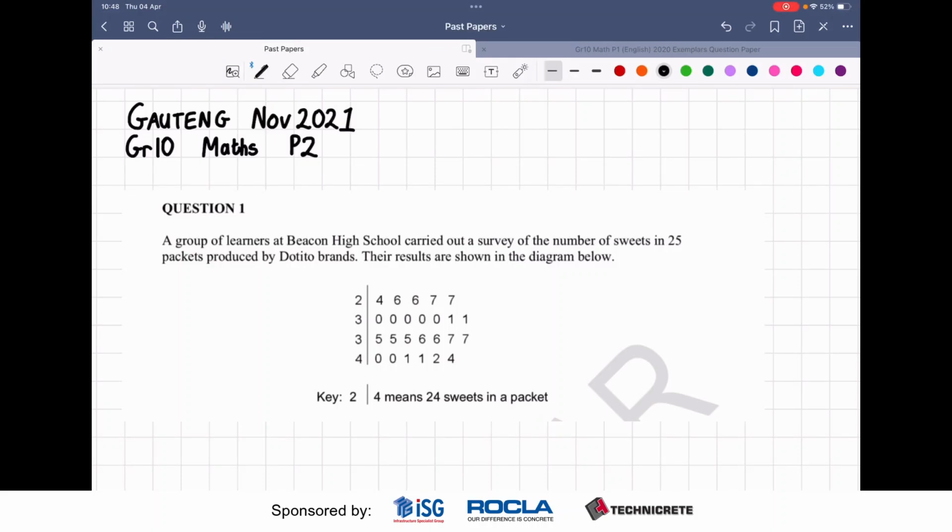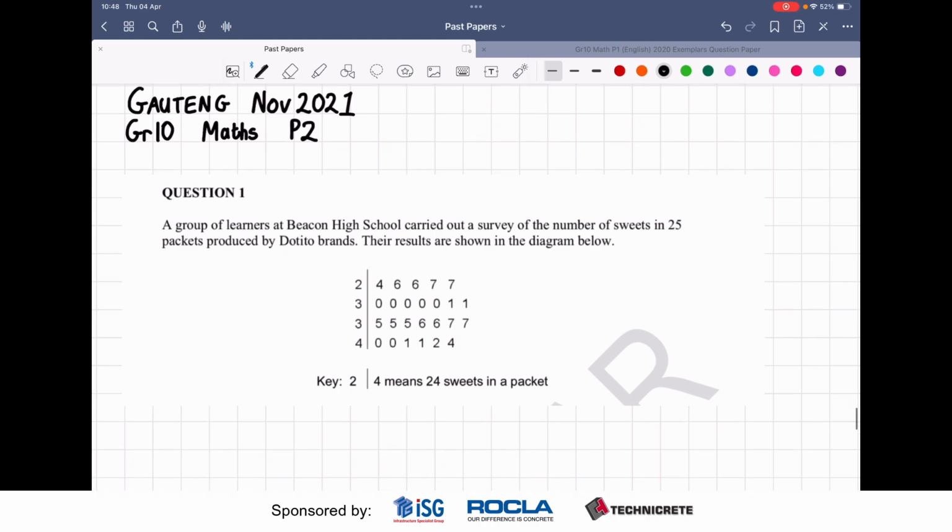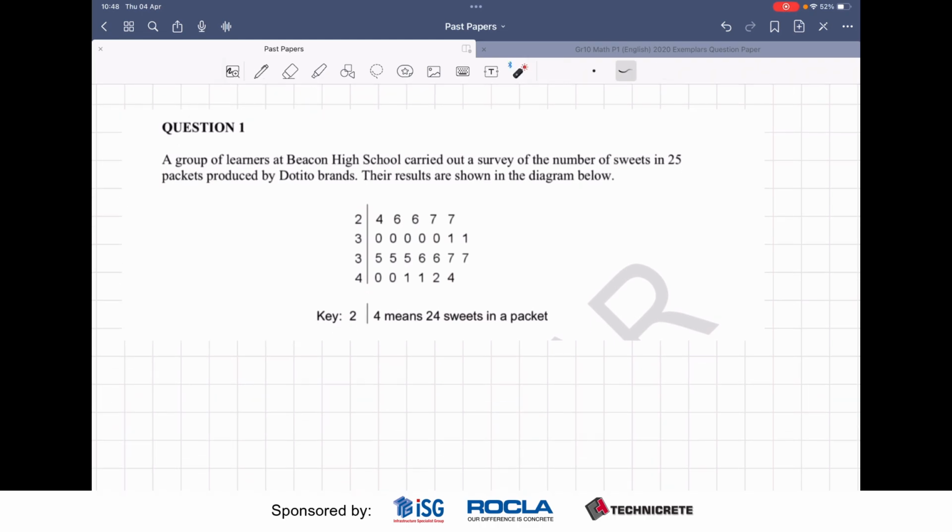Gauteng, November 2021, grade 10, maths paper 2. So this question 1 is about data handling, and we're given the stem and leaf plot of the number of sweets in 25 packets of sweets. And we're given the key that says when it's 2 and then 4, it means that there are 24 sweets in a packet. So this here means that there are 36 sweets in a packet.